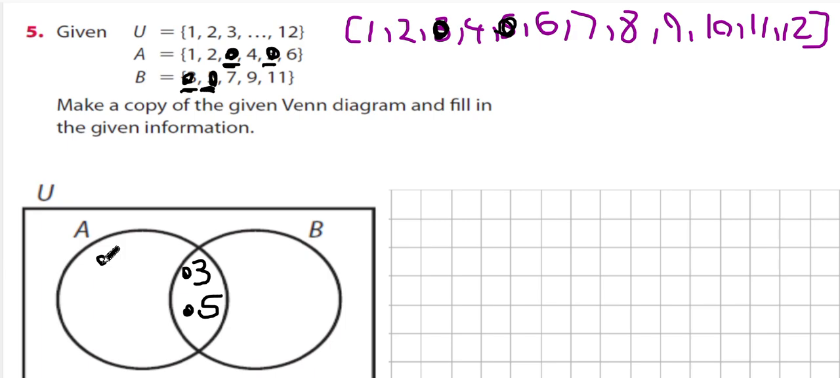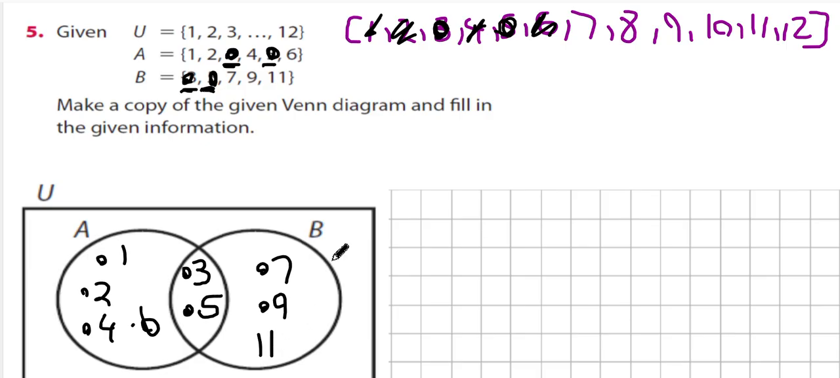Who's left in A? 1, 2, 4, and 6. So 1, 2, 4, and 6 are gone. And then how many are left in B? 7, 9, and 11. Alright, so we do 7, 9, and 11. And then last three are where? 8, 10, and 12.